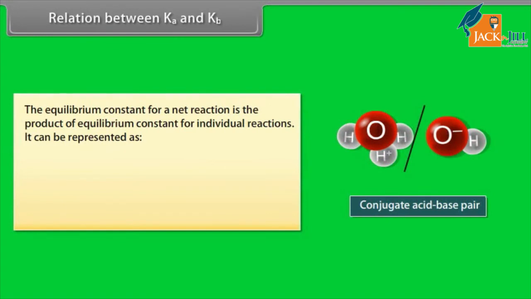Relation between Ka and Kb. The equilibrium constant for a net reaction is the product of the equilibrium constants for the individual reactions. It can be represented as K net is equal to K1, K2, K3, and so on. For a conjugate acid-base pair, Ka times Kb is equal to Kw.